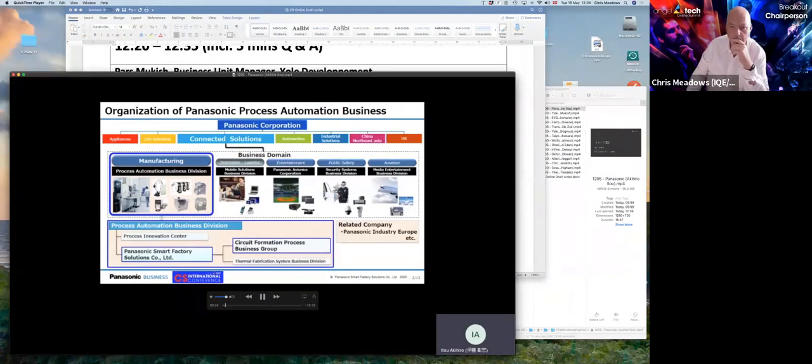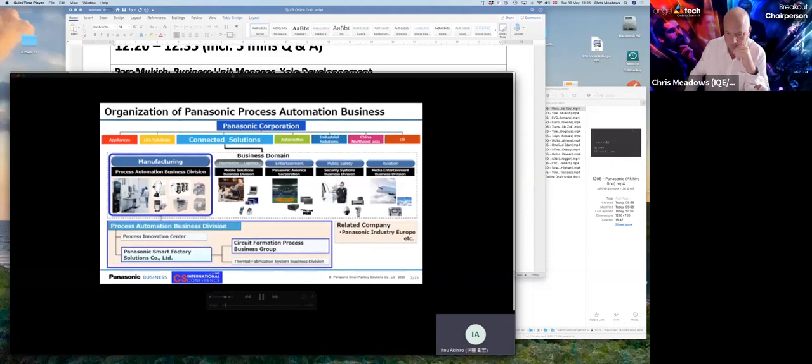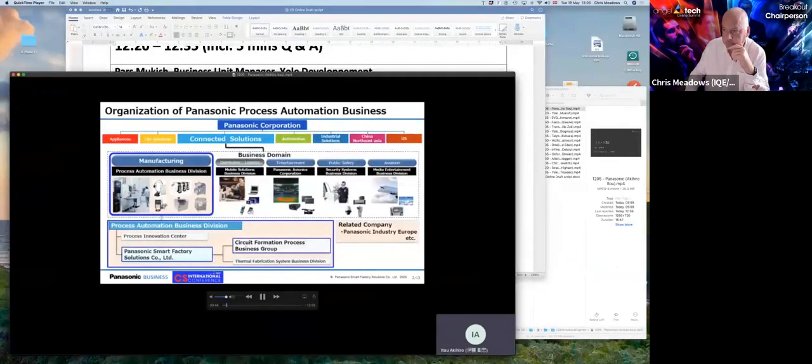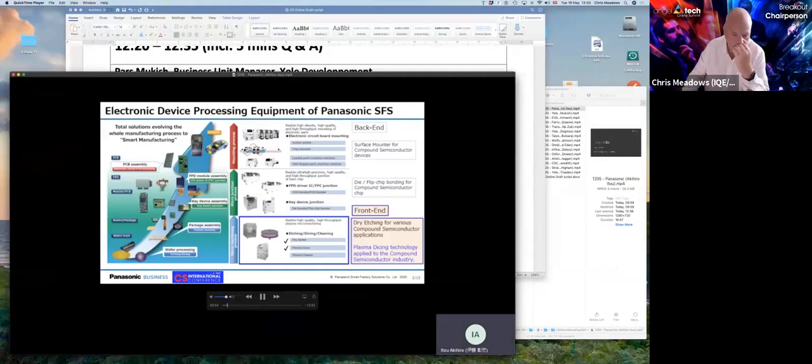Panasonic is divided into 7 in-house companies, and each company handles different products, such as consumer appliances, life solutions, connected solutions, automotive, industrial, etc. Panasonic Smart Factory Solutions belongs to Process Automation Business Division of the Connected Solutions Company and focuses on fields of factory automation. Panasonic Smart Factory Solutions is developing and manufacturing total solutions for the whole smart manufacturing process, such as back-end and front-end manufacturing equipment for various electronic components.